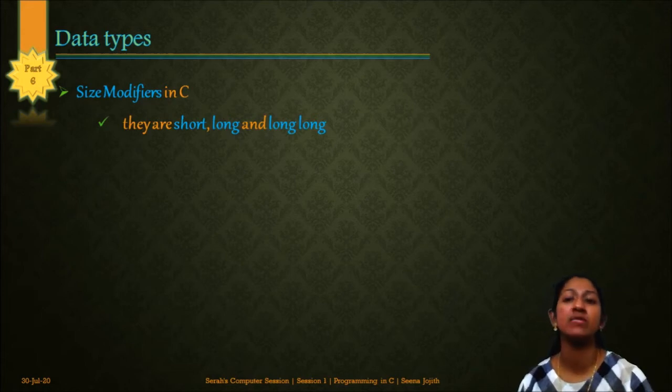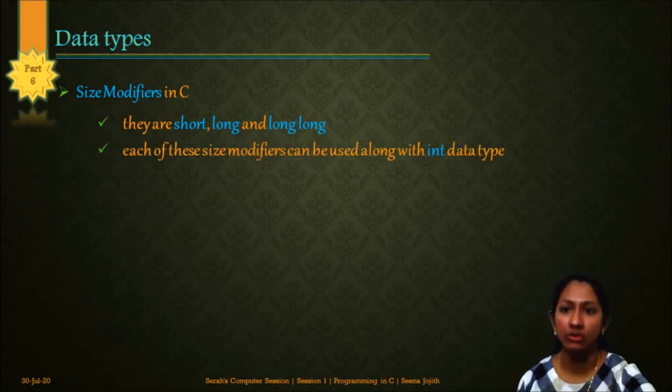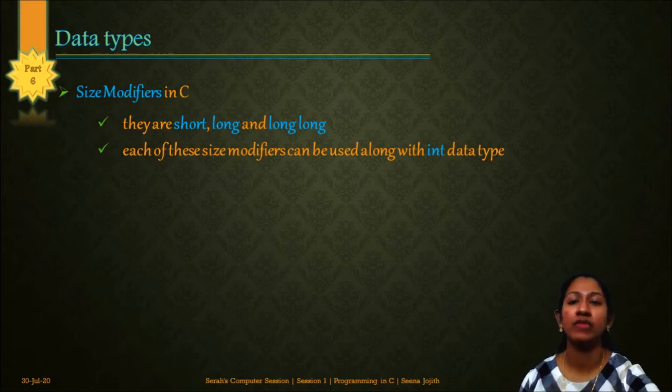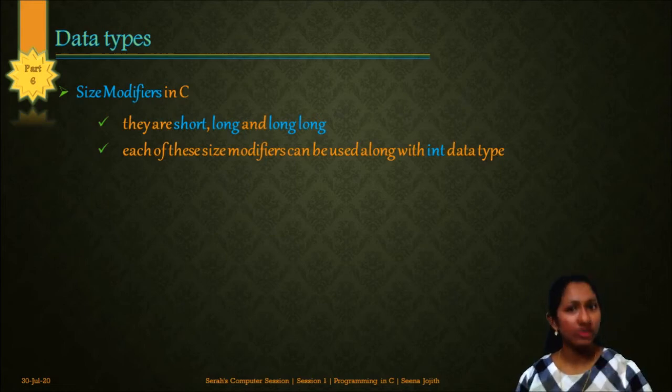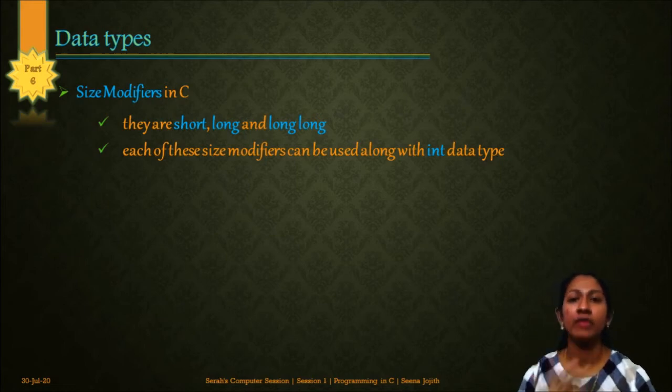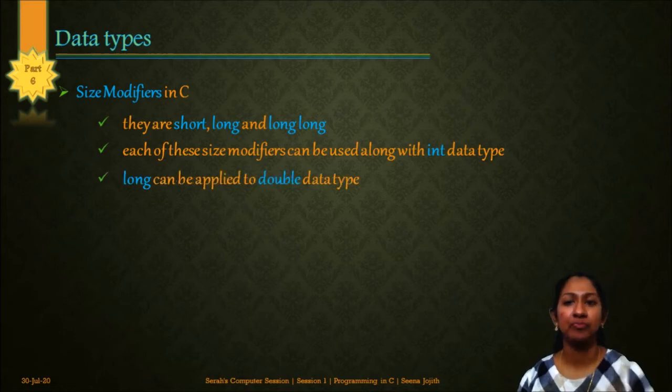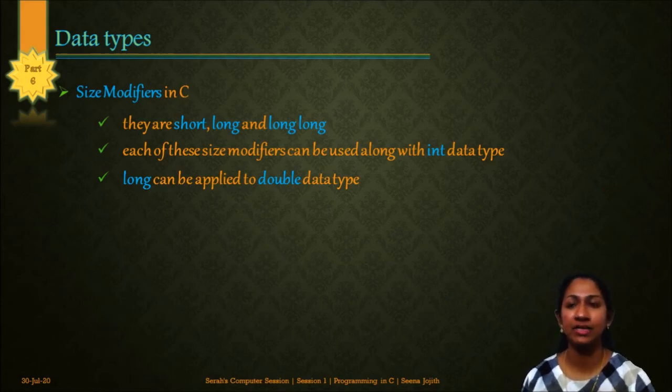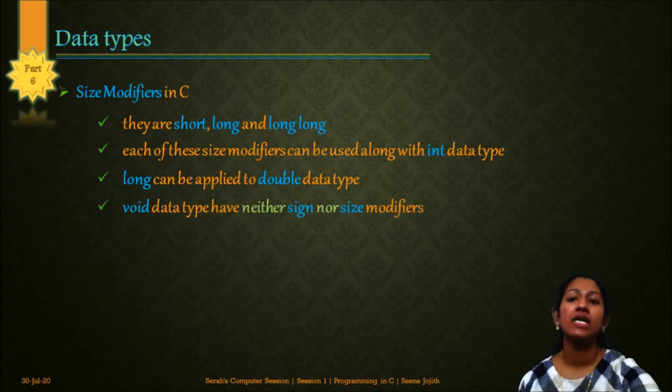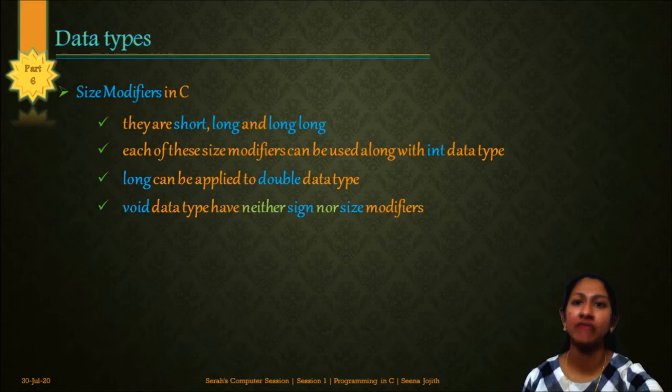You know that the size modifiers are short, long, and long long, and each of these size modifiers can be used along with the int data type. Short, long, and long long, all three of them can be used with the int data type. But with the double data type, you can only use the modifier long. And with the float data type, you cannot use any of the modifiers, neither size nor sign. The void data type also has neither size nor sign modifiers. They cannot have any modifiers.